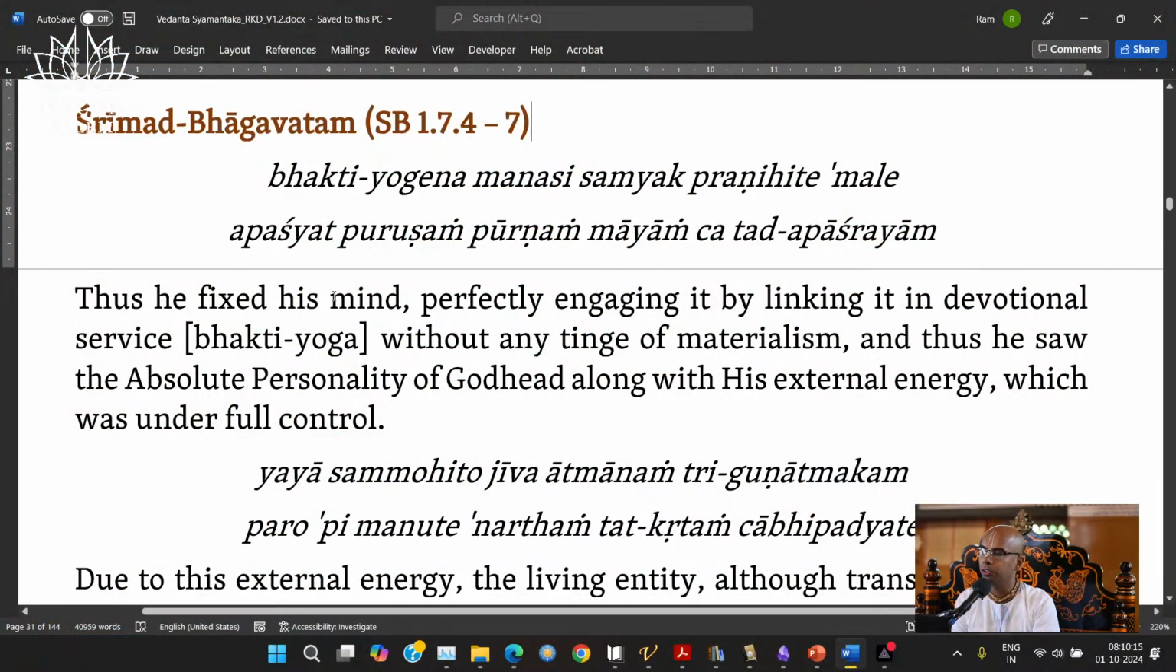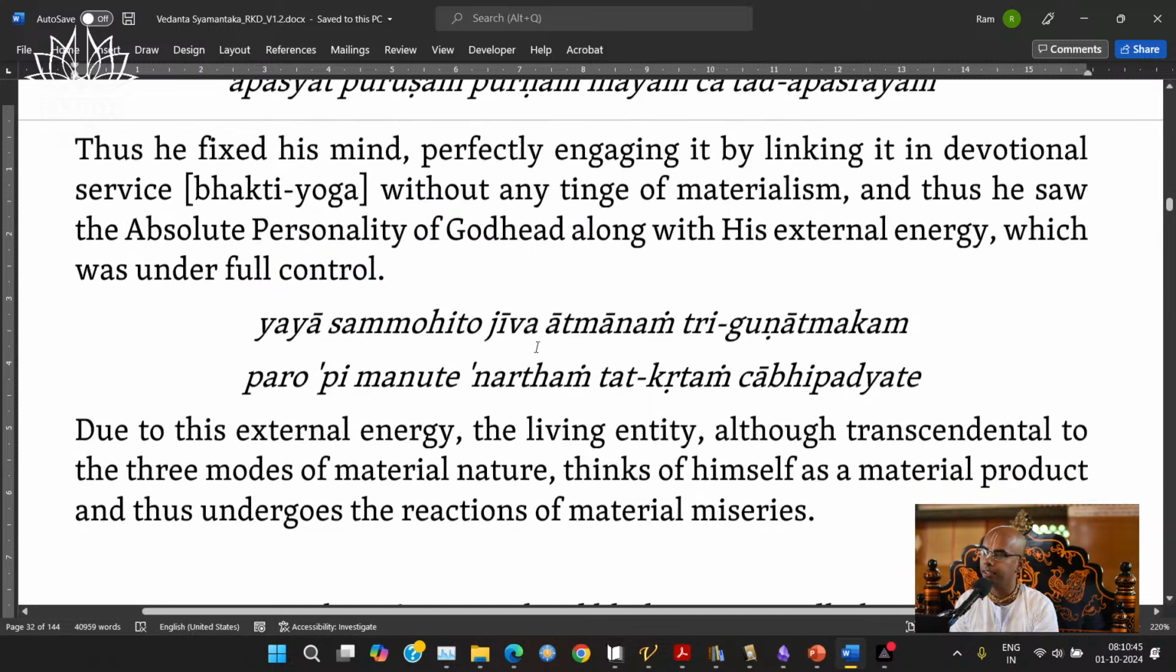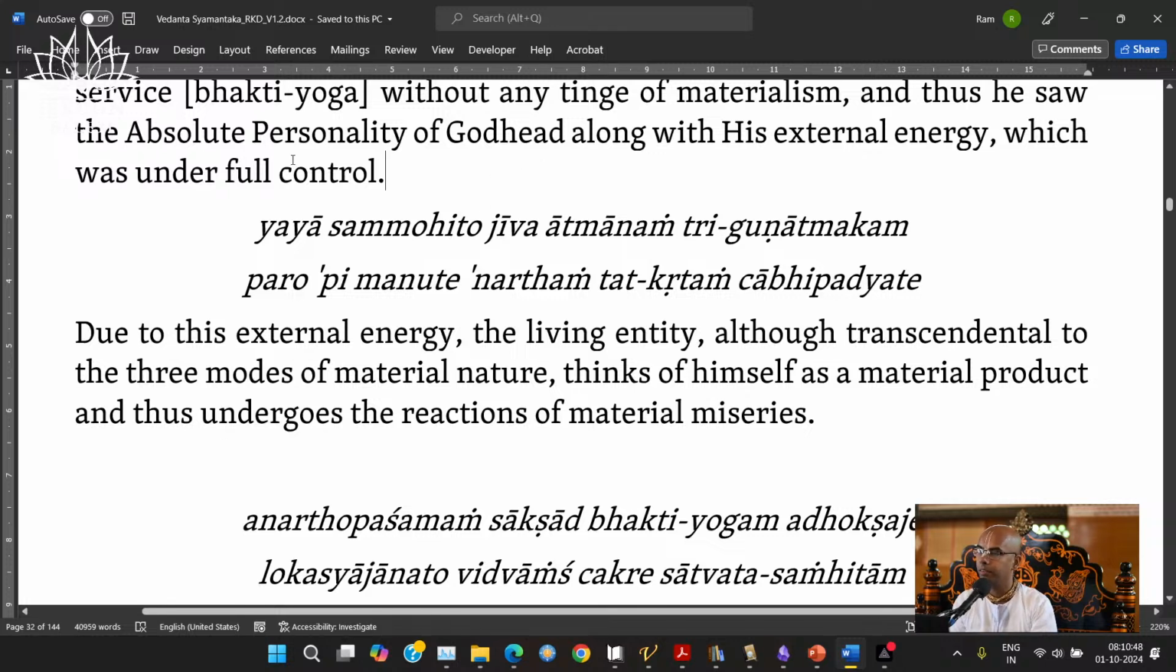So see, the translation goes: thus he fixed his mind perfectly, engaging it by linking it in devotional service, Bhakti Yoga, without any tinge of materialism. And thus he saw the absolute Personality of Godhead along with his external energy, which was under full control. So which two aspects are being spoken about here? Srila Vyasadeva saw the Ishvara, the Sarveshvara, the Supreme Personality of Godhead, along with his external energy, which is Prakriti. And he also saw that the Supreme Personality of Godhead is controlling the external energy. So he is Ishvara. Then the next verse goes, Yayā sammohito jīva ātmānaṁ triguṇātmakam, paro 'pi manute 'nartham tat-kṛtaṁ cābhipadyate.